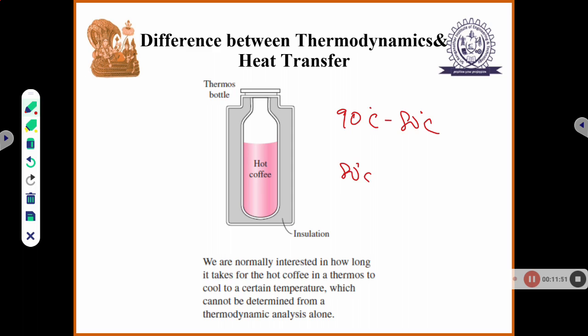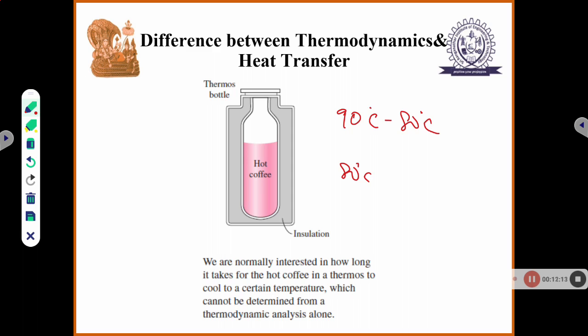Okay, the first question that arises in our mind is how long this queue will take. How long do I have to wait? How long will this queue take? That is very human nature. Everyone will ask this question: how long will this take? So we are more interested in how long.